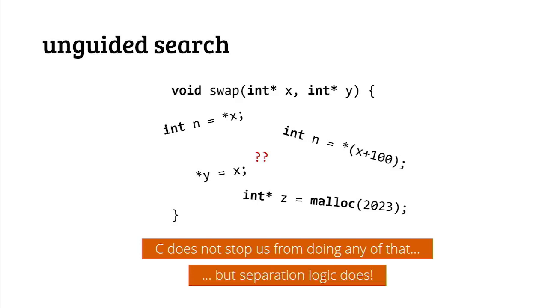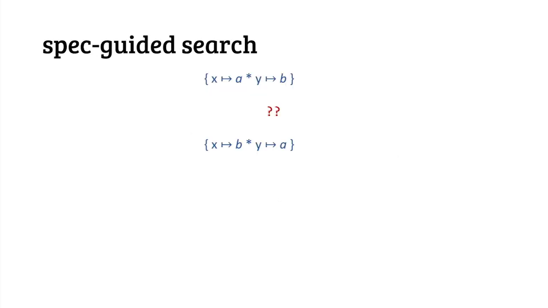But separation logic actually stops you from doing some of those things, right? And if you look at the spec as you're searching, then you will not do those things. Well, you will do the first one, but not the other one. So just to illustrate this using pictures, let's start from the spec that we had. We basically say we need to go from this state at the top to the state at the bottom.